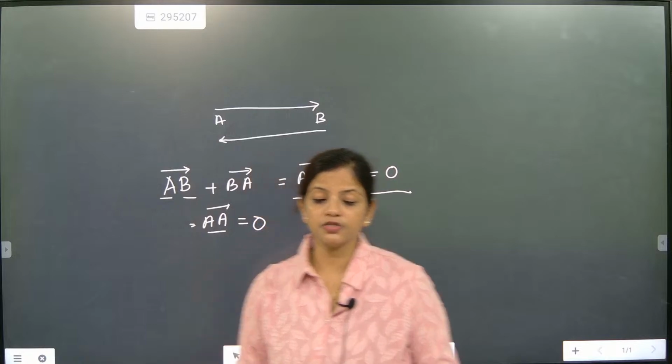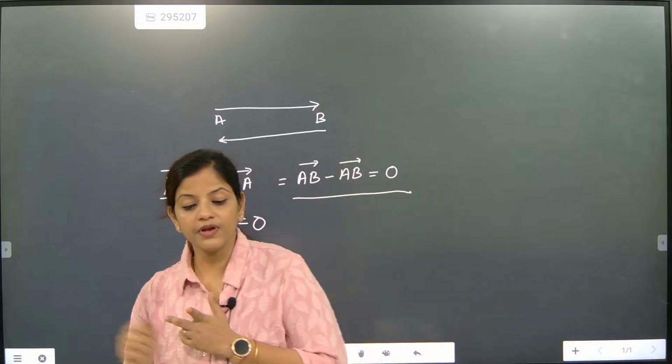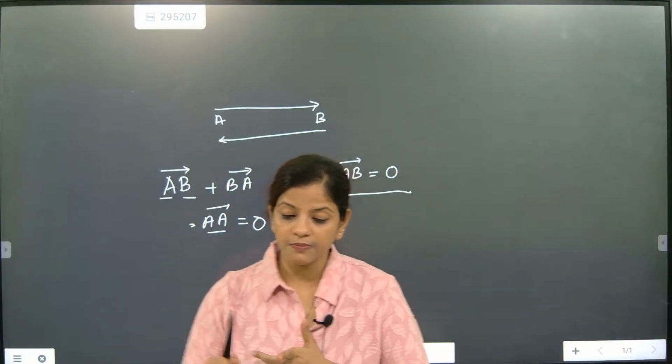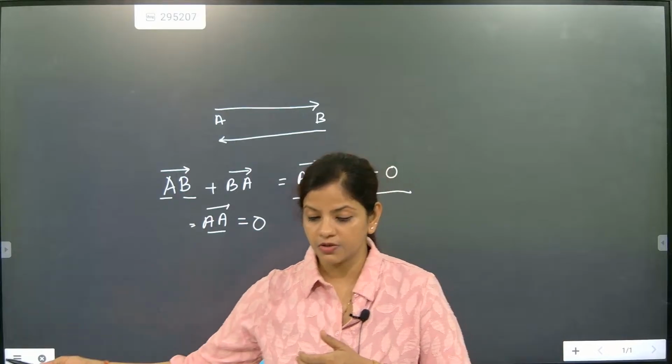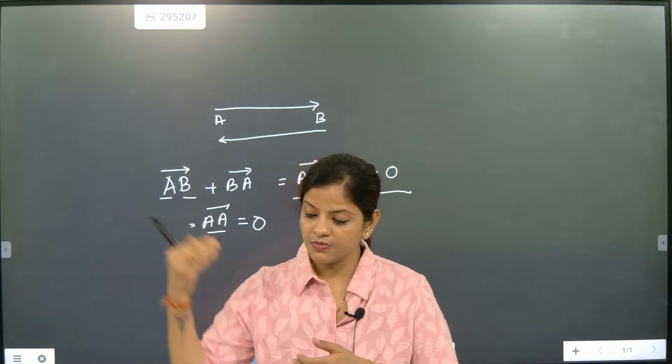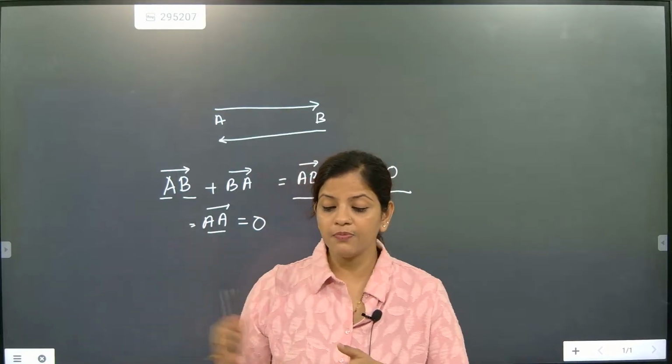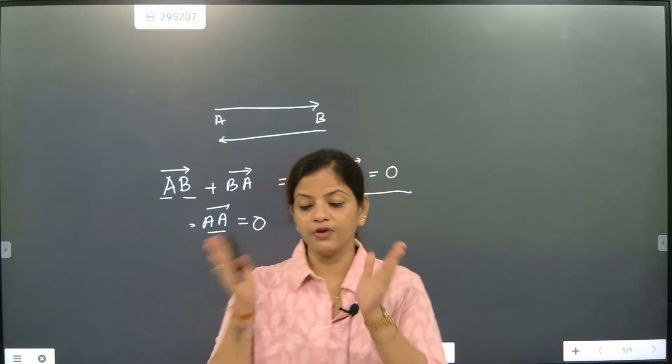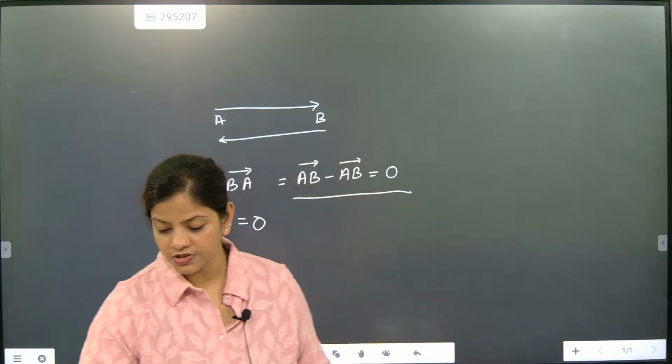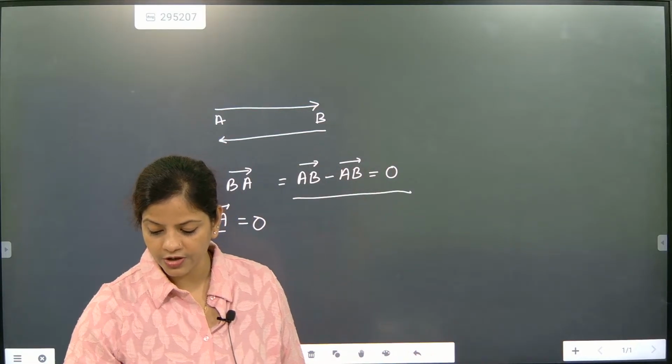I hope you have understood. Whenever you write AB vector plus BA vector, it will become 0. Understood? Why? Because the initial and terminal points will merge together and it will become 0. This is one of the most important points to be noted.